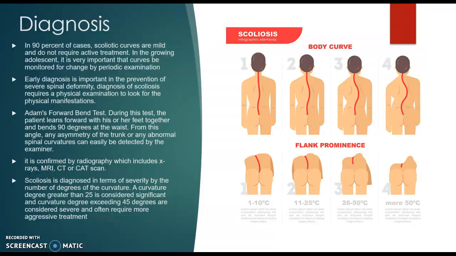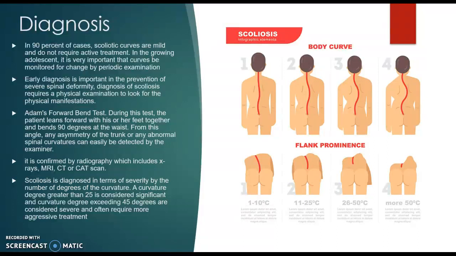The Adams bend forward test is a test used by pediatricians. During this test, the patient leans forward with his or her feet together and bends 90 degrees at the waist. From this angle, any asymmetry of the trunk or any abnormal spinal curvatures can easily be detected by the examiner. Scoliosis then is confirmed by radiography, which includes X-rays, MRIs, CTs, or CAT scans.